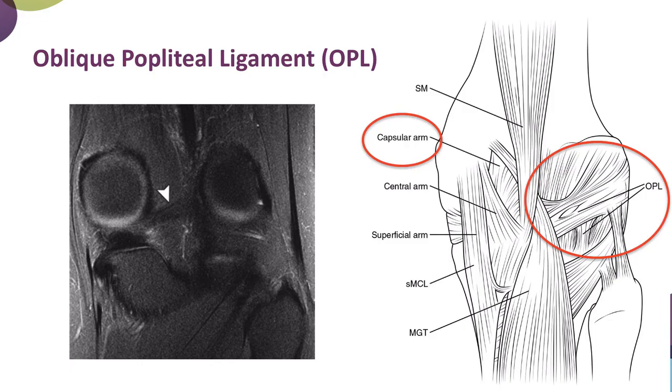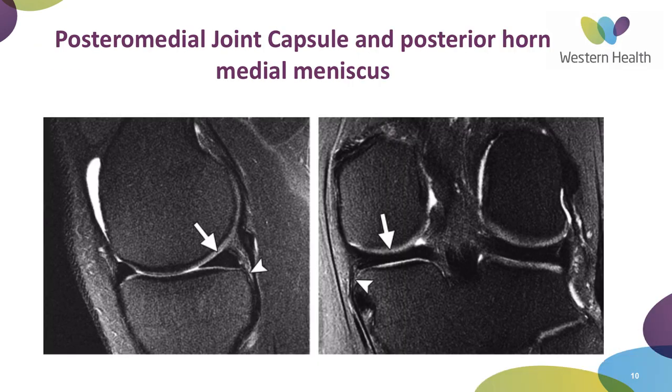Moving on to the oblique popliteal ligament, or the OPL. This is a broad fascial band that crosses the posterior aspect of the knee and is again difficult to distinguish from the joint capsule. It arises from the capsular arm of the posterior oblique ligament and the lateral expansion of the semimembranosus tendon towards the lateral femoral condyle. So it's actually part of both the posteromedial corner and the posterolateral corner, and this MRI slice shows the arrow pointing to that.